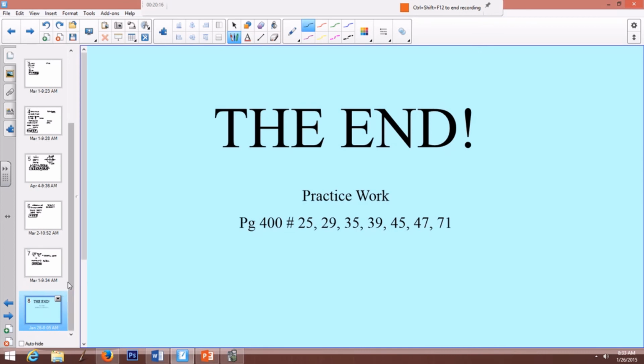So we are finished with my example problems. The practice work will be page 400, numbers 25, 29, 35, 39, 45, 47, and try 71. It's not too bad, and it's just a graph and answering some questions.